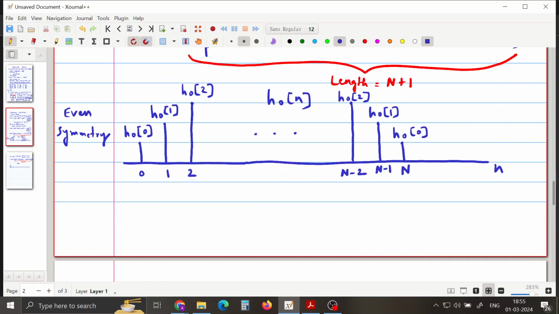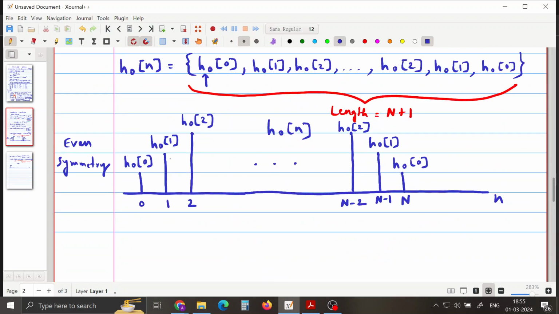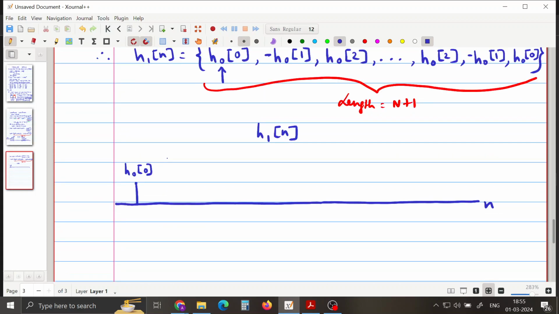So you go back to the previous graph. At every odd index, we will just flip the sign of the corresponding sample value. That's what we are doing. So how does it look like? This is for n equals 0, and for n equals 1, since it's an odd valued index, initially it was on the positive side, so now it will get flipped. There will be a minus sign. So this would be minus of h naught of 1. Due to this negative sign, it goes downward. So this is at n equals 1.